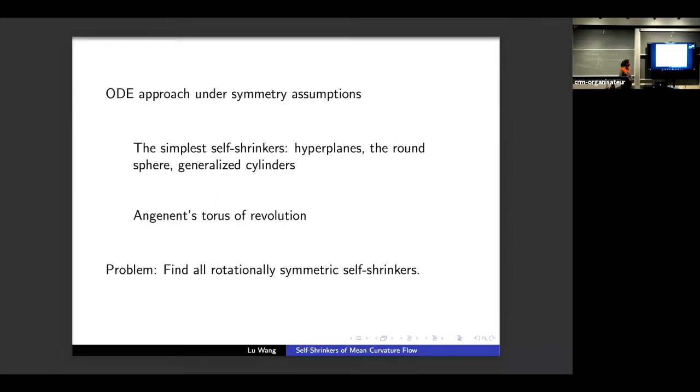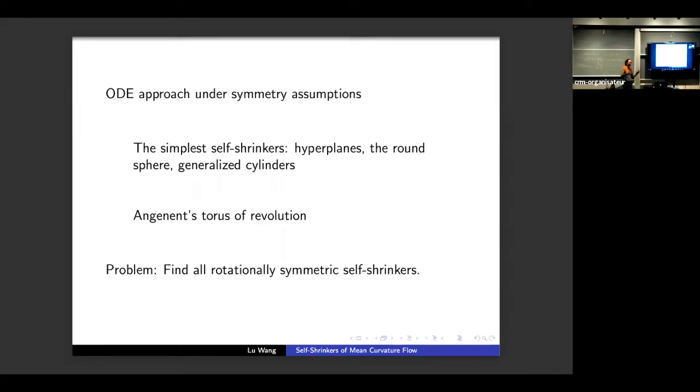So you have this normal part of the position vector in the equation. The mean curvature of a hyperplane is always zero, and if your hyperplane does not pass through the origin, then you get some non-zero term from the normal part of the position vector. So this hyperplane needs to pass through the origin. And likewise, the round sphere also needs to be centered at the origin.